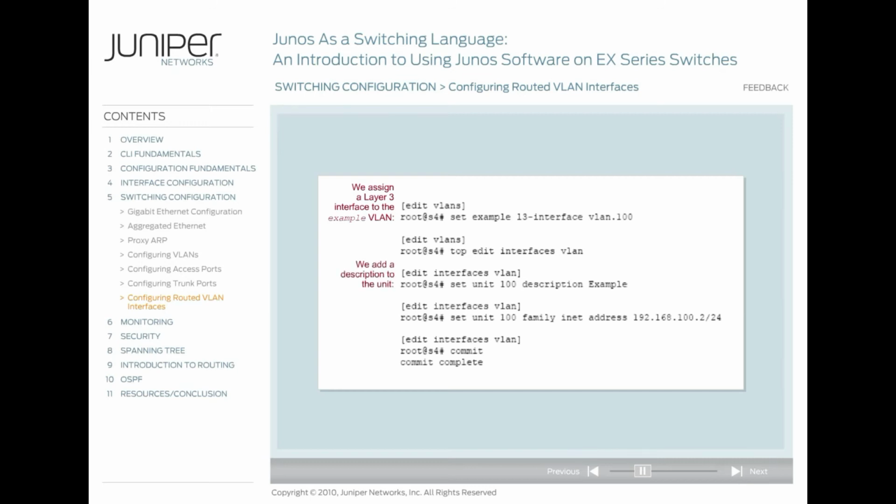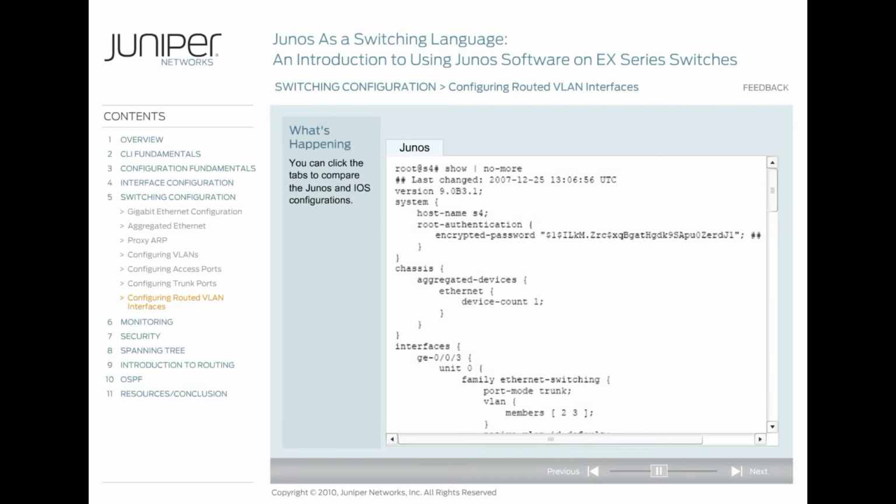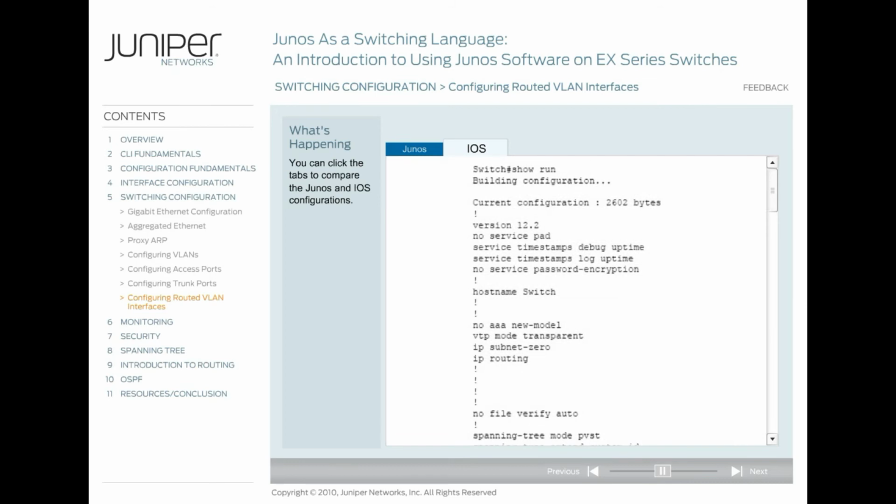To make it easier to identify, we give the unit a description. Here, we configure an IP address of 192.168.100.2/24. The VLAN.100 interface is just like any other interface on the switch. You can run routing protocols on that interface, or use it just as you would any other interface on the switch. For your reference, here is the Junos configuration we've developed so far this chapter. For comparison, here's an equivalent configuration from a Cisco switch running IOS. You can click the tabs to compare the Junos and IOS configurations.